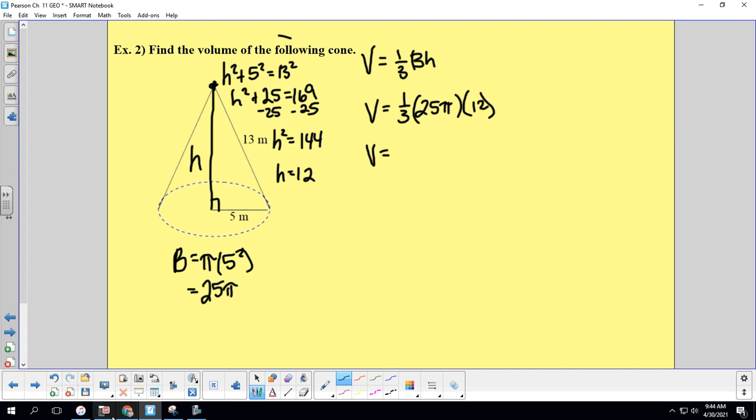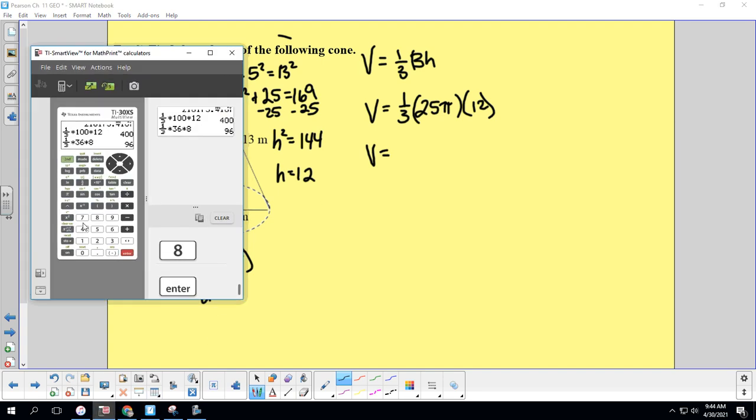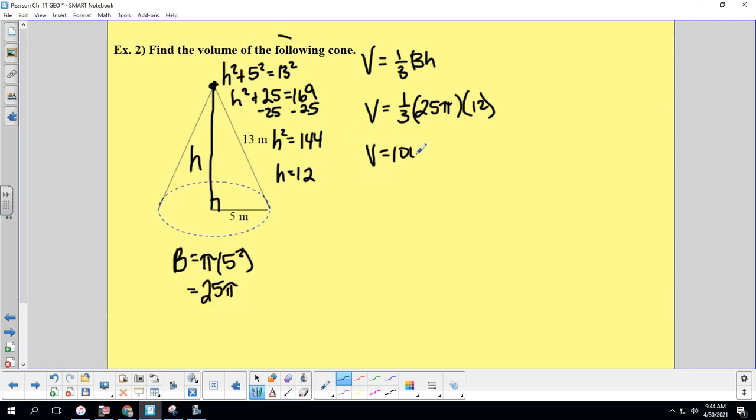All right, we get our calculator out, and we'll go 1/3, 25 pi, times 12. And we get 100 pi, or 314.2. So that's 100 pi meters cubed, or 314.2 cubic meters.